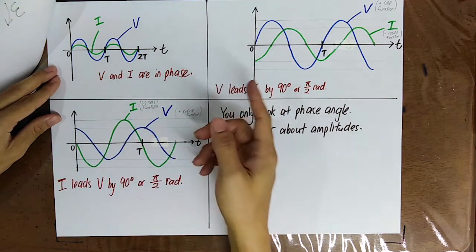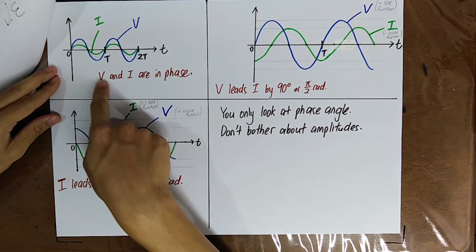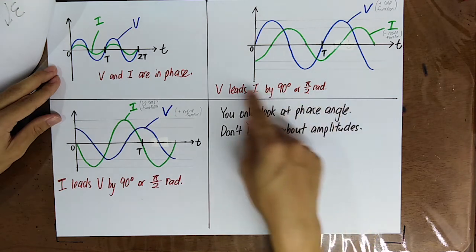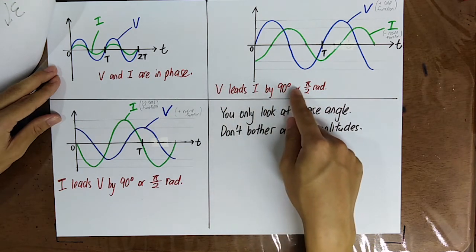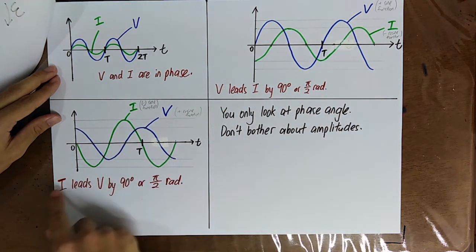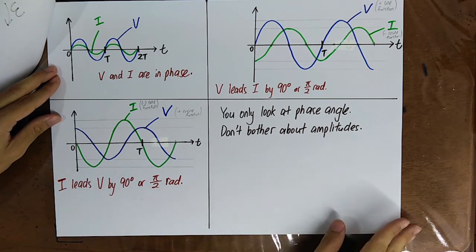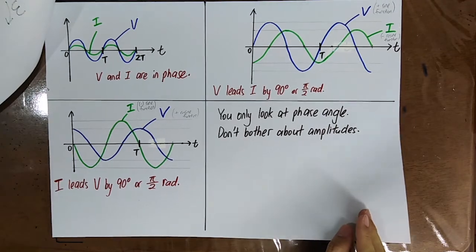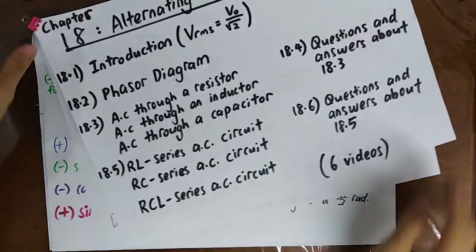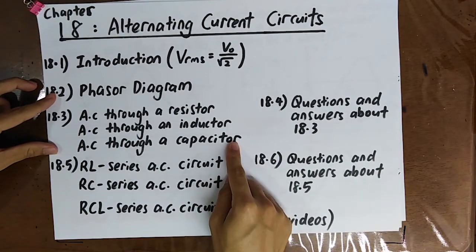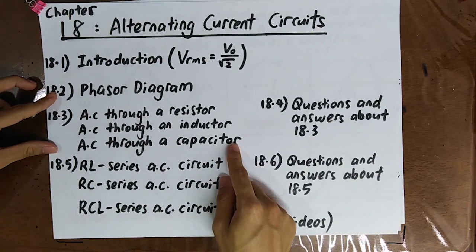And then, ultimately, you will learn that for this graph, when V and I are in phase, it is a resistor. For this graph, when the voltage leads the current by 90 degrees, it is an inductor. When I leads V by 90 degrees, it is a capacitor. Okay, so in the following video, we will talk about the alternating current through a resistor, an inductor, and a capacitor respectively. Thank you.